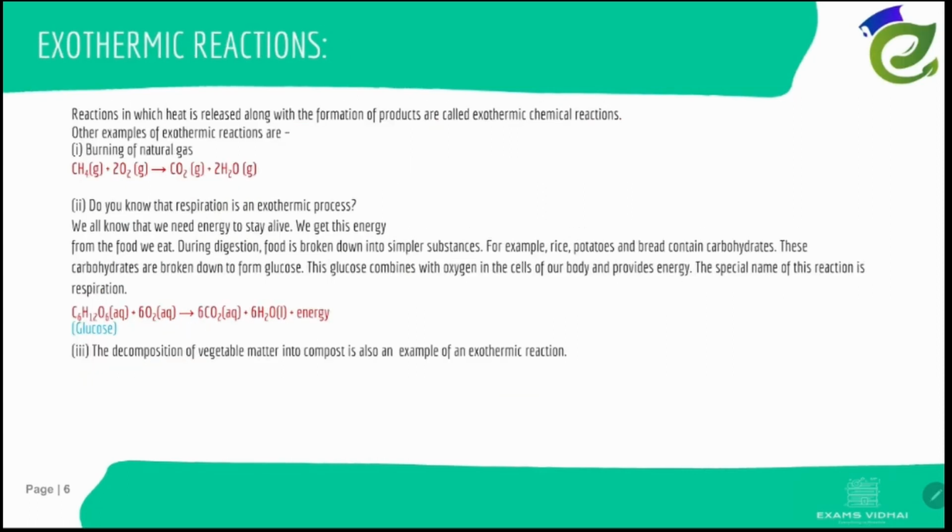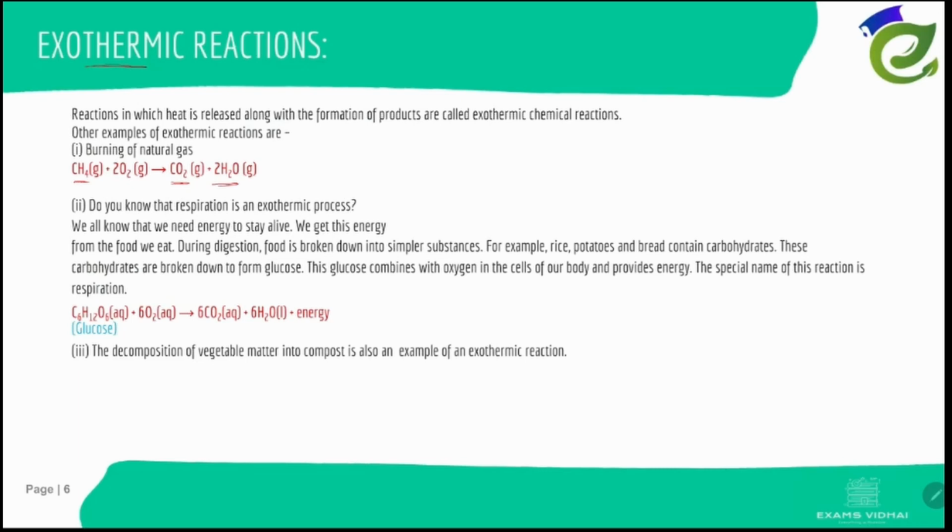What is an exothermic reaction? If any reaction releases heat, it is called an exothermic reaction. Exothermic: thermic means heat, exo means send out. Therefore, a reaction in which heat is released along with the formation of products is called an exothermic reaction. An example is the burning of natural gas. Natural gas, this is called methane, reacts with O2 to produce carbon dioxide and water.